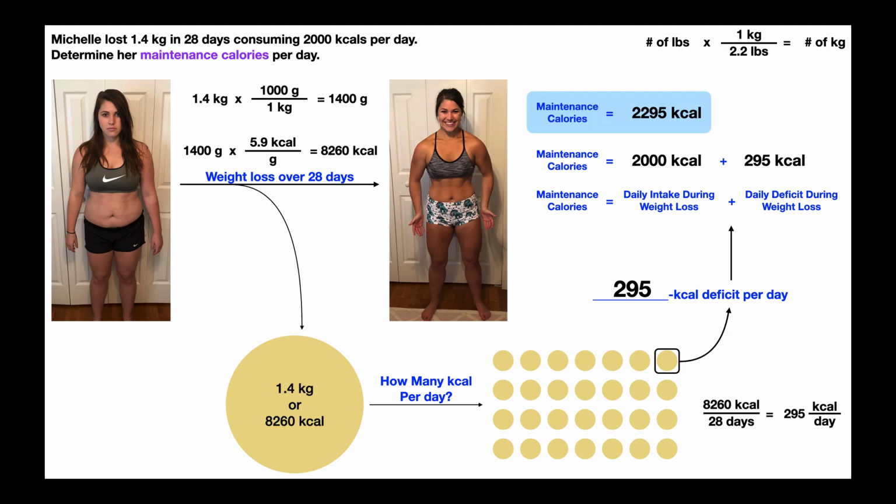So it'd be 2,295 kcals. So what this means is that if she wants to take a break from dieting for weight loss and simply maintain the weight that she's at, she needs to increase her number of calories by 295 and consume 2,295 kcals per day. And that is how you calculate maintenance calories. Hopefully this video gave you a good understanding of that.